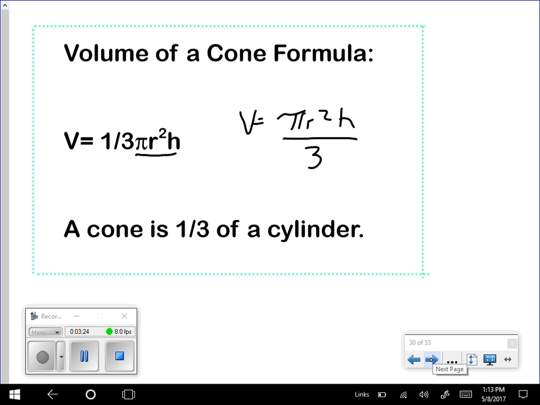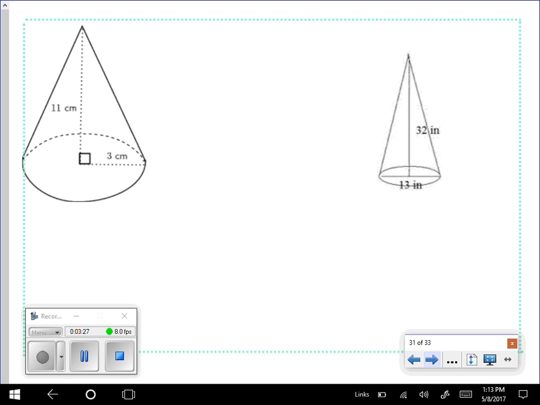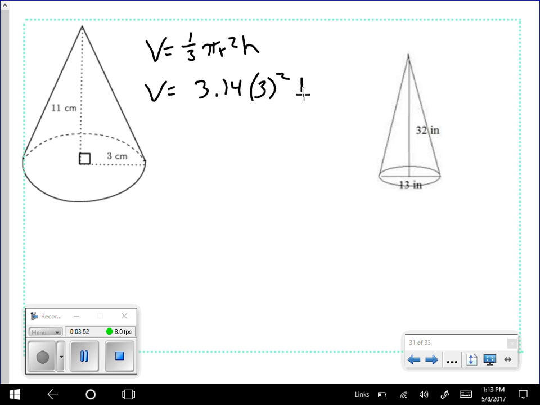So let's do some examples today. Our first example here, we have a cone and we have some information here. I'm going to first write the volume formula for a cone. So 1/3 pi r squared h. If you don't like fractions, just write it over 3. So pi is 3.14. The radius here, halfway across the base of the cone, is 3. And the height of the cone is 11, it tells us. And we're going to be dividing that by 3. So instead of writing the fraction, I just made it into division. So now I just got to do some math.